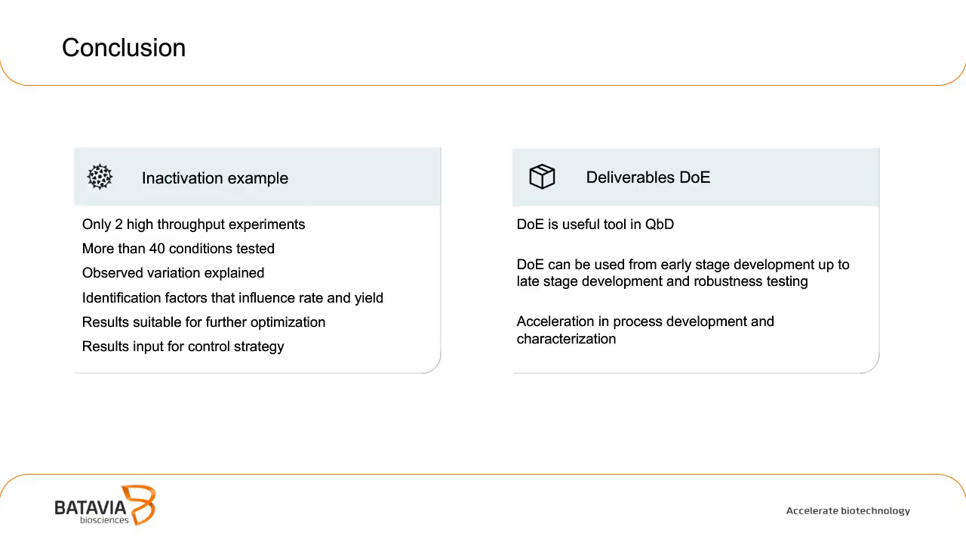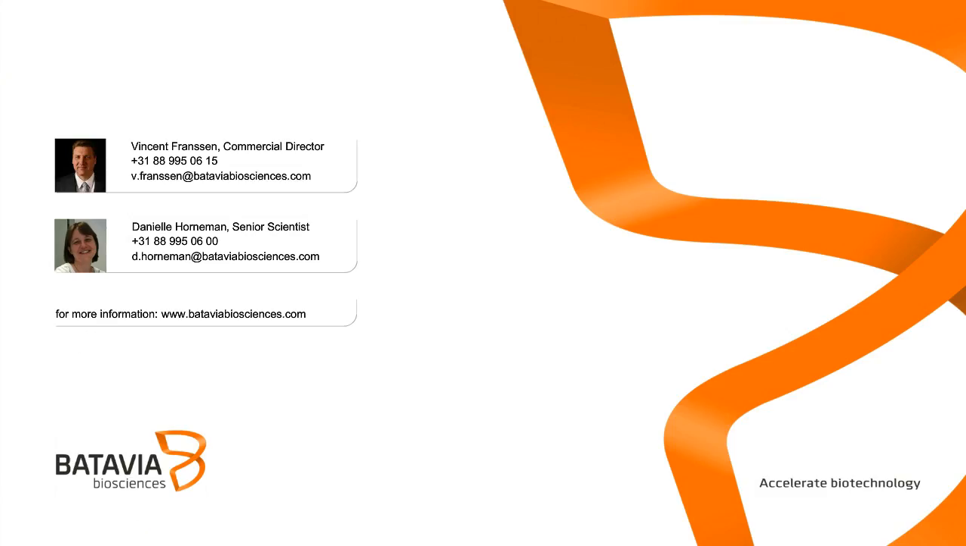And I also hope with this presentation that you've seen that design of experiment is a really useful tool in quality by design, and it can be used from the early stage development where you do screening up to the end where you can do robustness testing, and it helps you in acceleration in the process development and characterization. So with this I come to the end of my presentation.